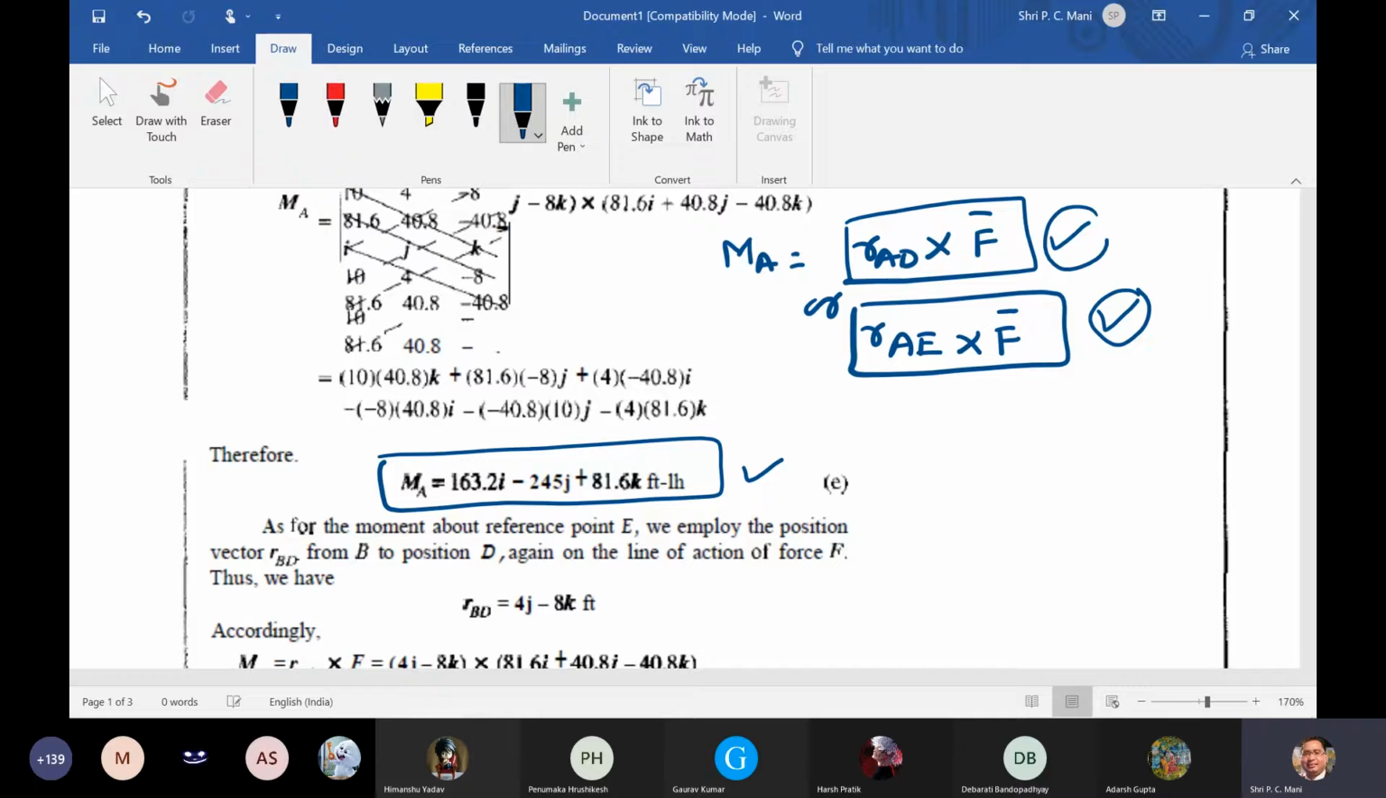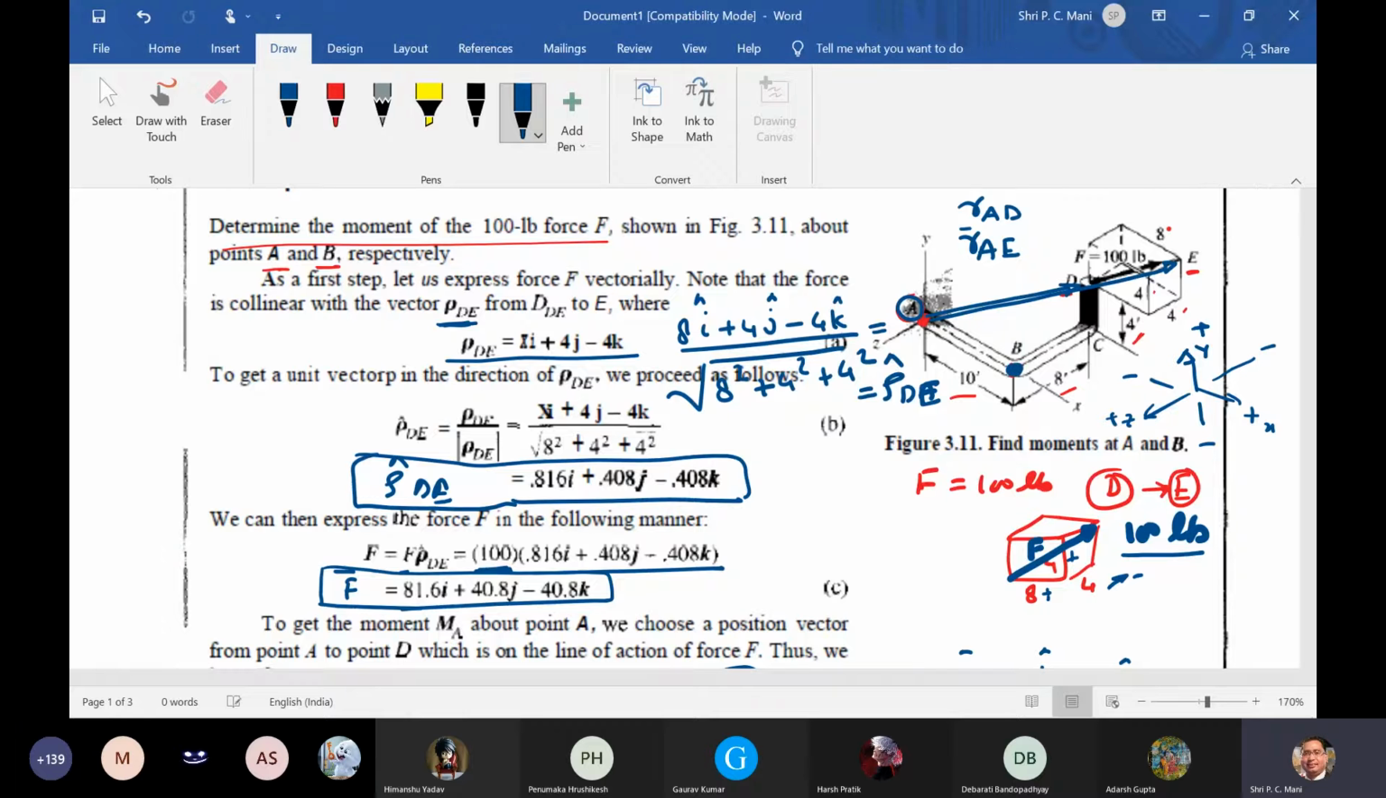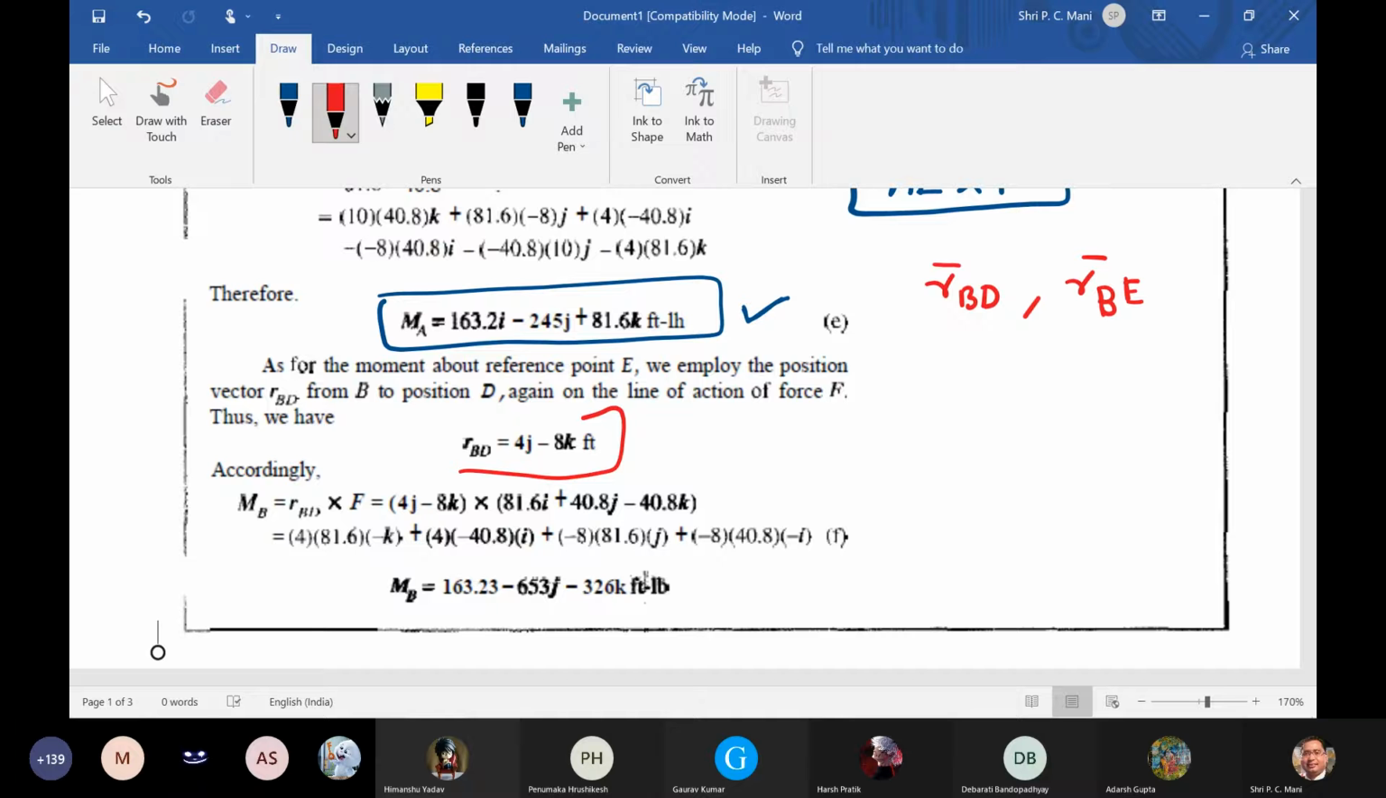Similarly, if you are considering the point B, then from B you have to draw a displacement vector like this or like this. So we have to use the vector RBD or RBE. Okay, RBD they have taken, and RBE you have to calculate.